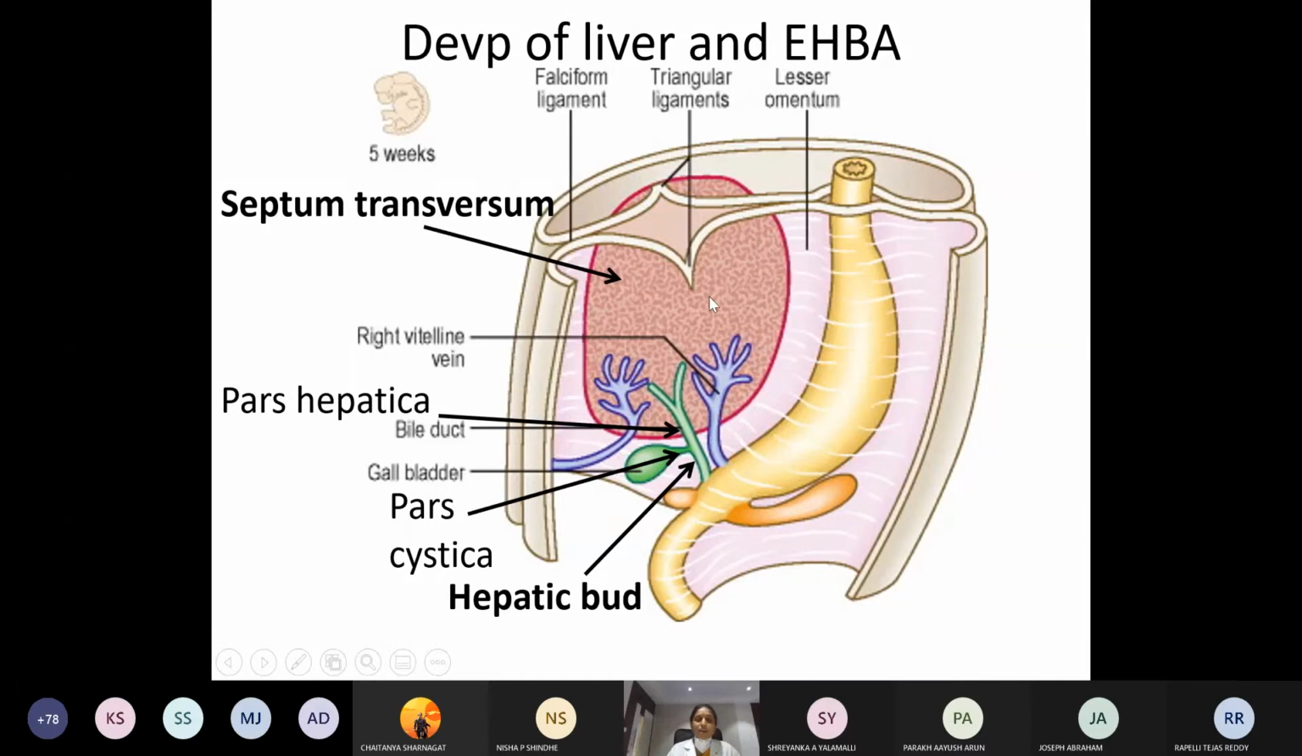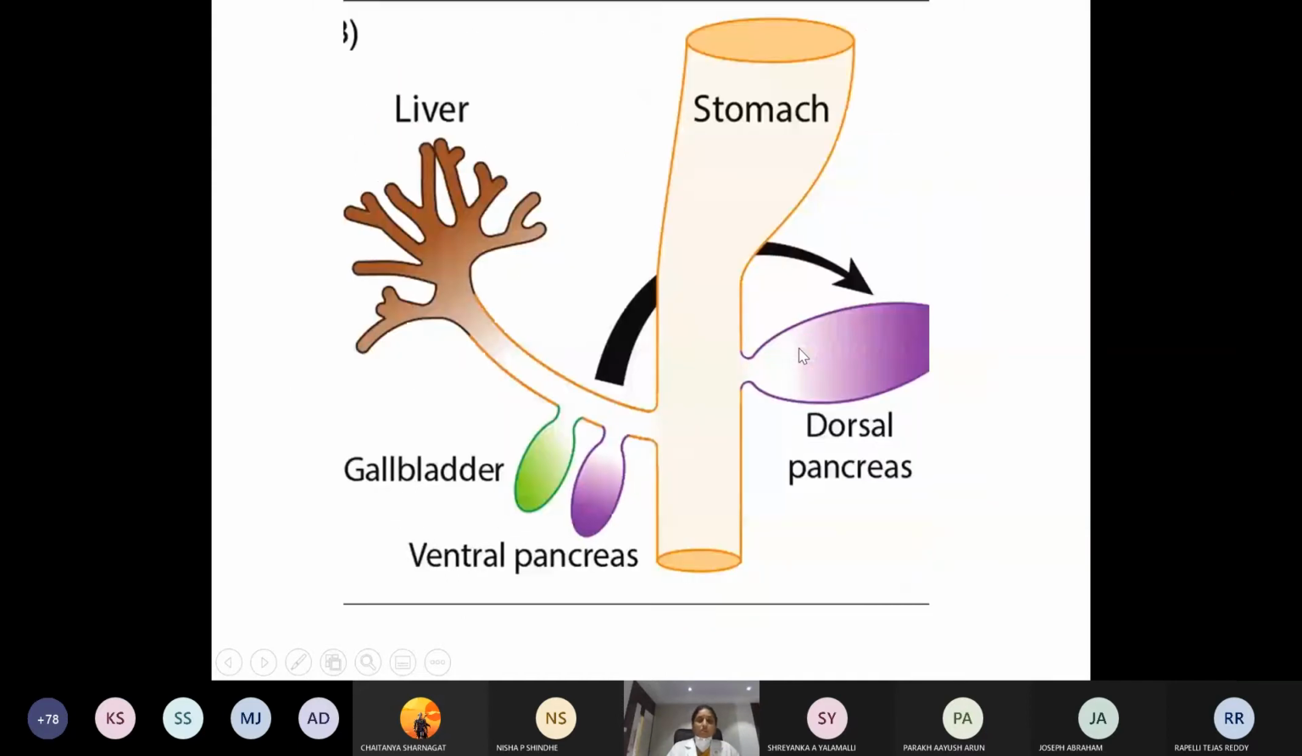Now this liver enlarges to intervene between the stomach and the anterior abdominal wall. Once it invades, you see the development of two different ligaments: the falciform ligament here and the lesser omentum here. Now, that I told about the liver and gallbladder.